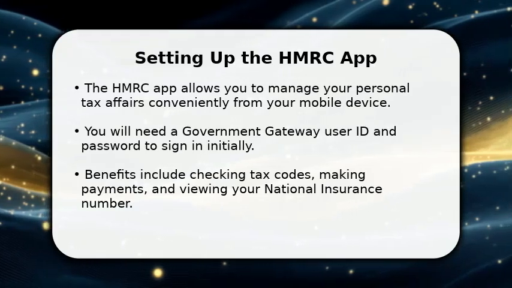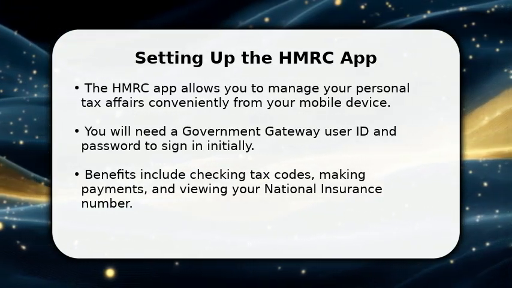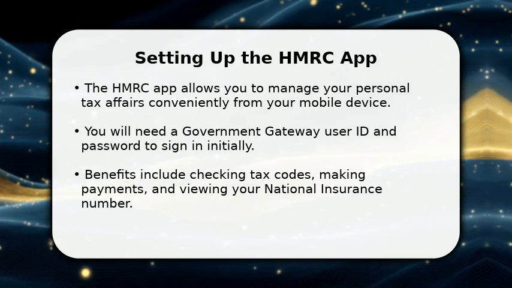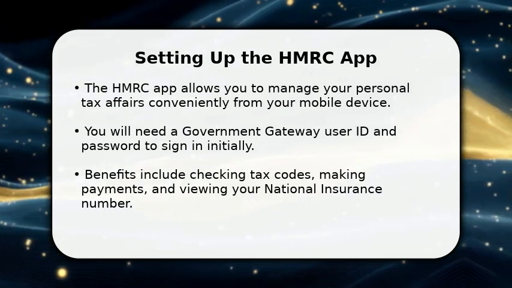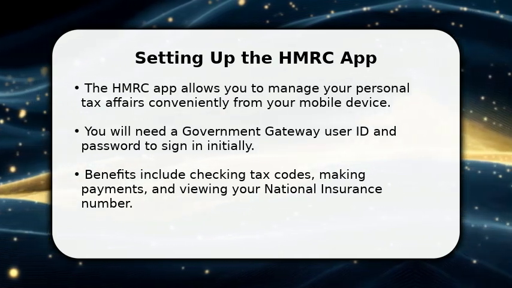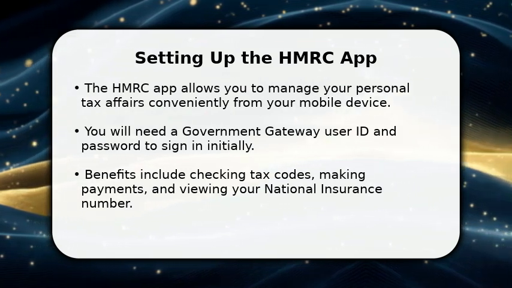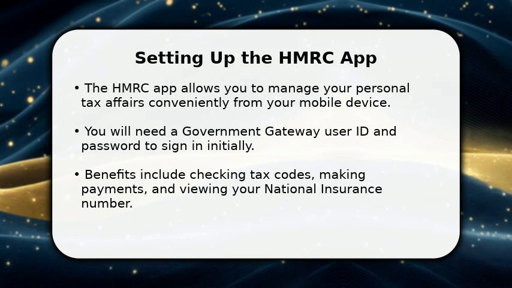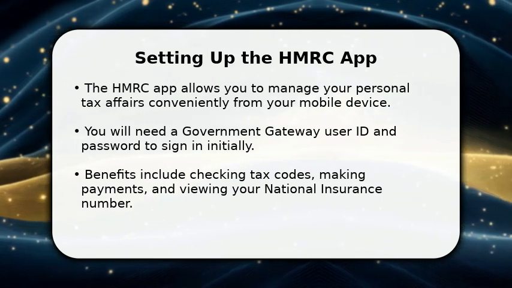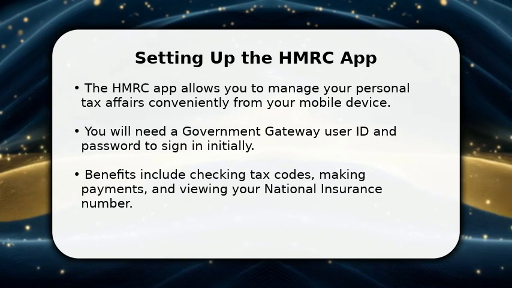In this video, I will explain how to set up the HMRC app. First, download the official HMRC app from your device's app store, ensuring it's the correct one. Once installed, open the app and you'll be prompted to either sign in or create a new account. If you already have a government gateway user ID and password, you can use those credentials to log in directly. Otherwise, you'll need to register for a new account, which is a straightforward process.